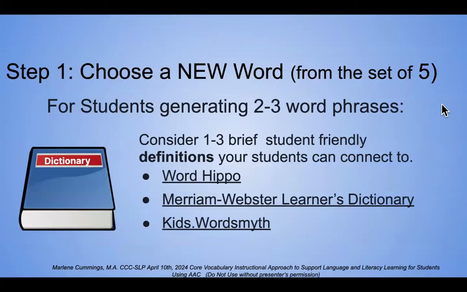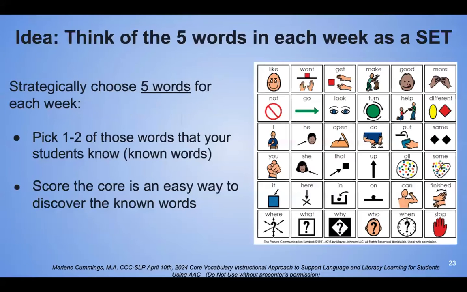If you have students that are generating 2 and 3 word phrases, then we would encourage you to think about providing them with a student-friendly definition. We often find this with our kids that are upper elementary and junior high. We want them to start figuring out the definitions, the multiple ways you can move and use the word. And so this would be for those students that are still emergent, but also using some conventional communication strategies and supports.